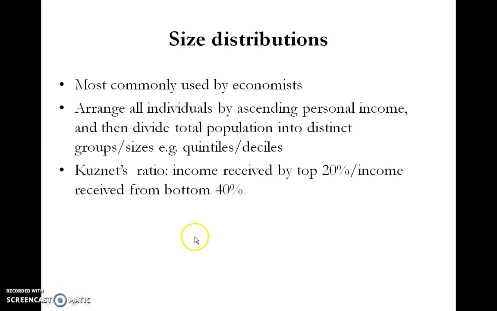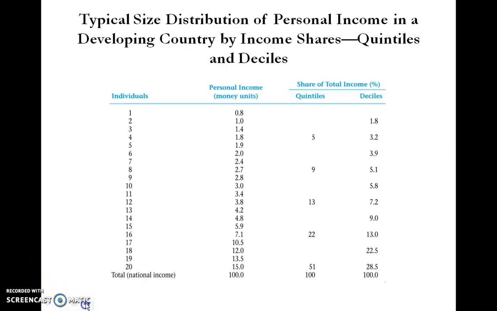Economists love to express inequality using size distributions. This is where we arrange all individuals by ascending personal income and then divide that total population into distinct groups. Whether it's quintiles, deciles, quartiles, we can split it whichever way. Sometimes you will see something called a Kuznets ratio, but very rarely. This is basically income received by the top 20% divided by income received by the bottom 40% of the population.